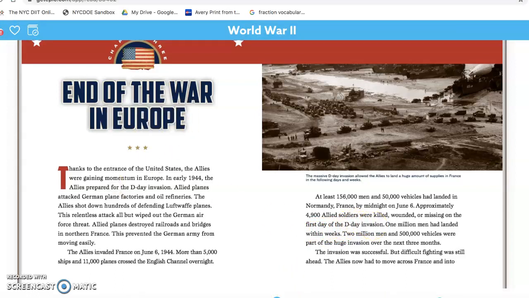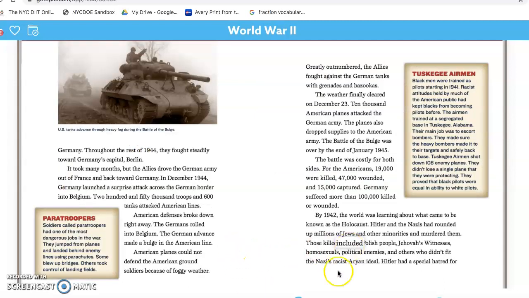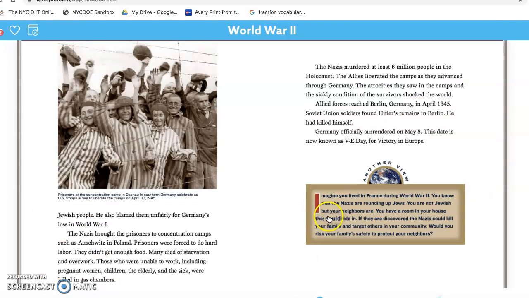So from reading this part, we can tell that there were a lot of victims and a lot of people who died when the end of this war happened. So I can continue reading and you'll learn more. But I want to go to this part. So I'm going to read it.